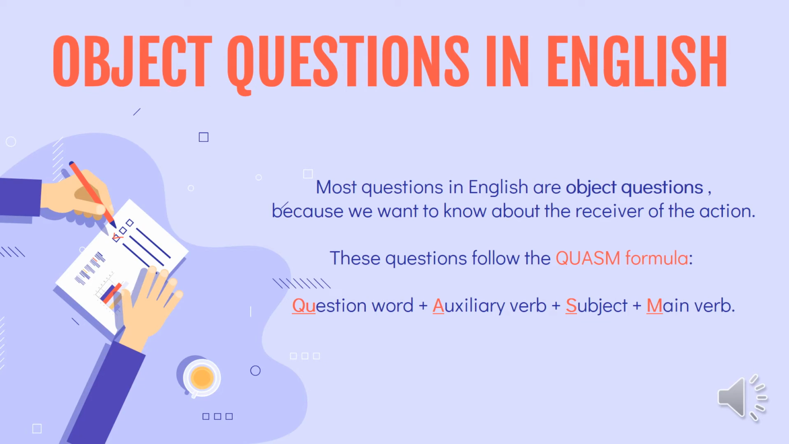Questions in English. Most questions in English are object questions because we want to know about the receiver of the action. These questions follow the QUASM formula. This formula is about question word plus auxiliary verb plus subject plus main verb. It's important that you pay attention to these details because it's going to help us to understand everything about it.